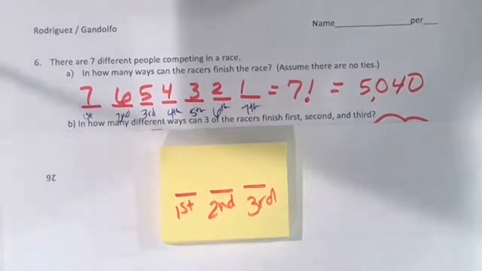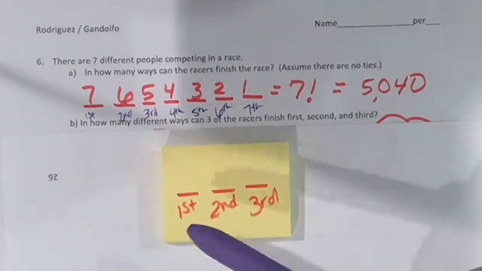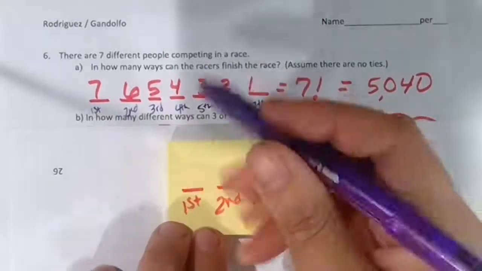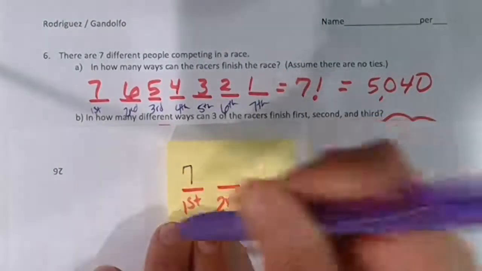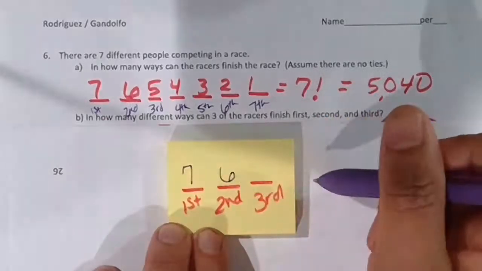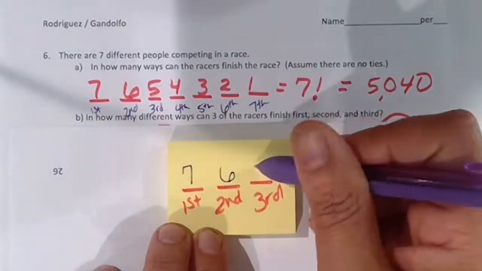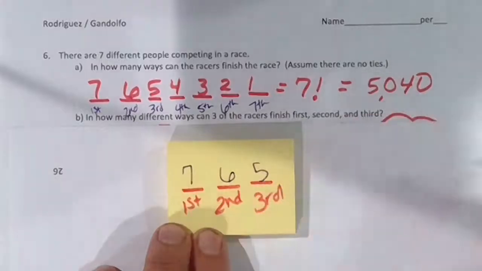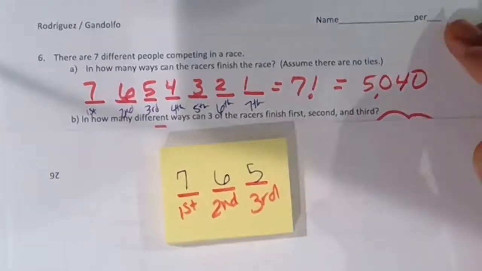And they go, I don't care about everybody. I only want first, second, and third place. Well, how many choices do you have for first place? 7. Somebody came in first. How many people now? 6. Somebody's come in first and second, and so you only have 5 choices and you don't care about the rest.